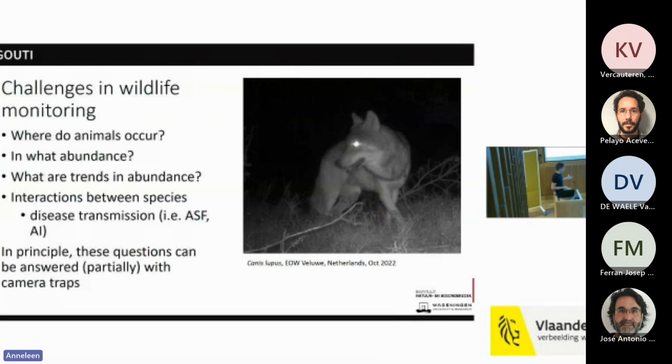So we've heard plenty about it, but there's a few central questions in wildlife monitoring, such as where do animals occur? Sometimes we don't know. What abundance, densities, etc.? What are the trends? So are populations going up, down? Are they stable? That's all very relevant information. And also we've learned, for example, for African swine fever and avian influenza, that we need to know if there's interactions between species. Now, there's a whole bunch of more questions, but camera traps pop up every now and then because they are kind of a central tool. So you can use them for many of these questions.